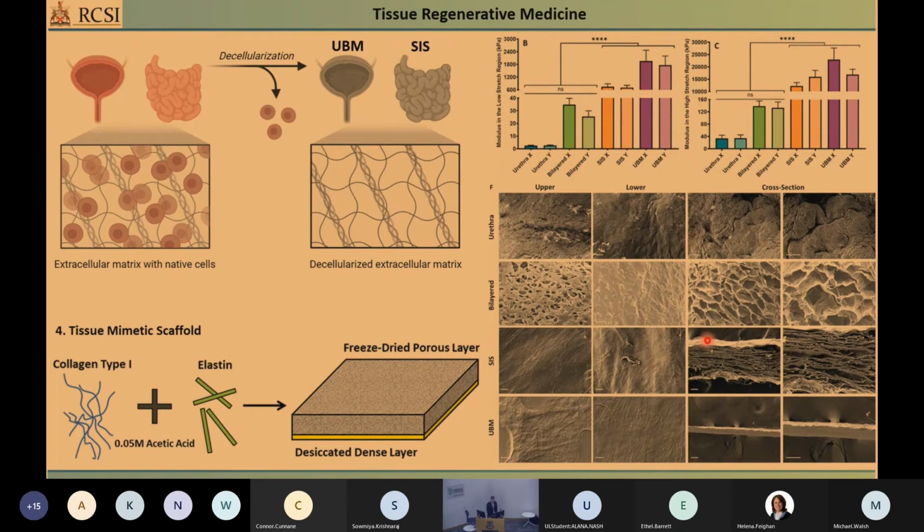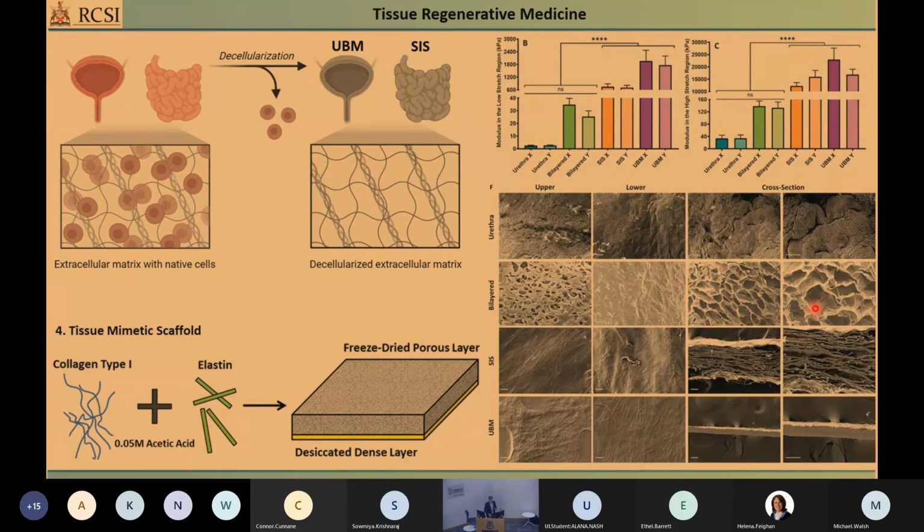Also, looking at the morphology, it's difficult to see here. I don't know if anyone can actually see it, but these SIS and UBM are formed by densely packed laminates, so not in any way emulating the native tissue, which is quite porous, macroporous, whereas this bilayered scaffold was a much better fit for that. So that's what I did when I was in RCSI in Dublin.